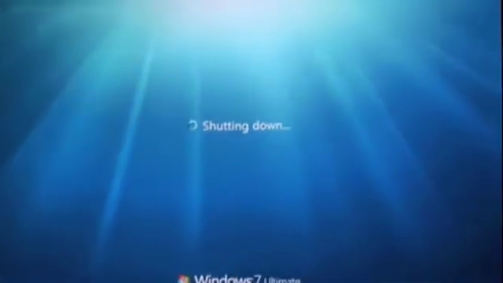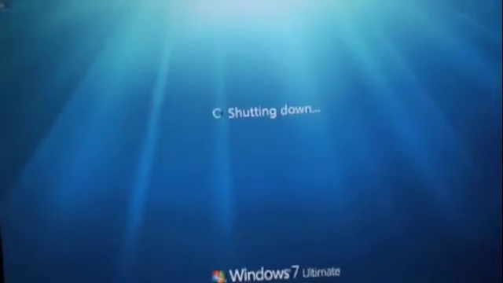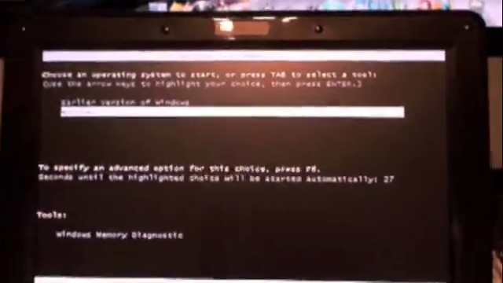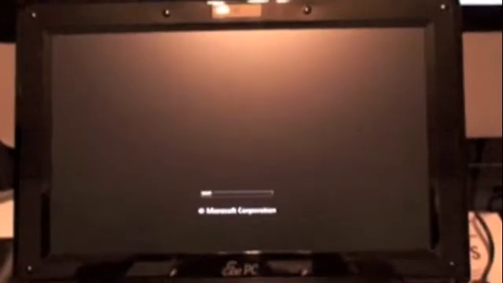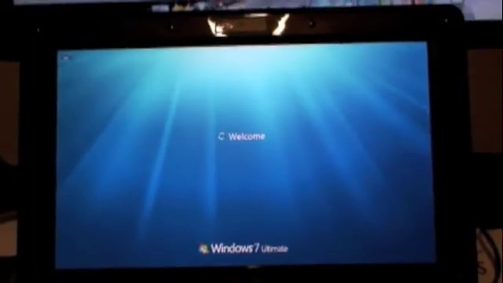Sorry about the glare there, my light's above us. That's the shutdown time, about 10 seconds to shut down, and then here we go. So, ready? So 35 seconds. Not bad at all. It runs really fast. So let's see, my note came back up there.